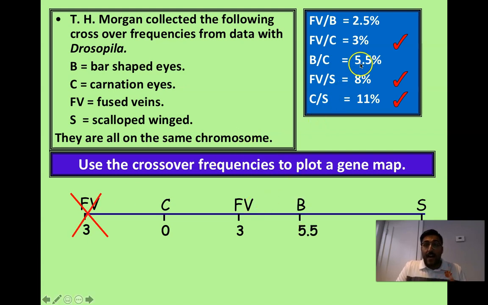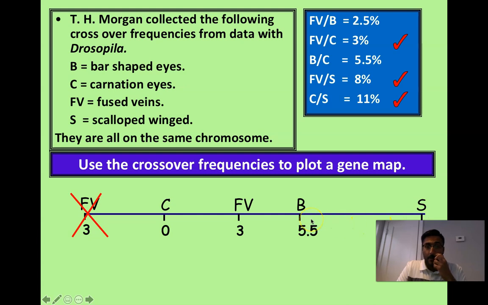B is 5.5 map units away from C. So from here to here, C to B is 5.5 map units. FV and C are 3 map units apart. B and C are 5.5 map units apart. F, V, and S should be 8 map units apart, and I can check that.